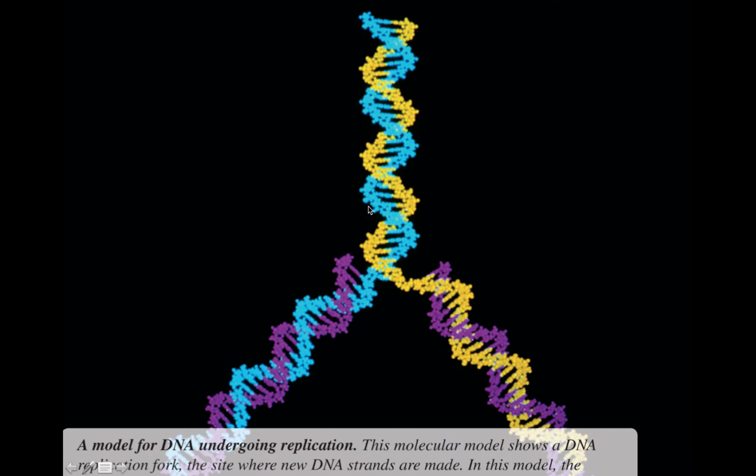This is the model of DNA replication showing a replication fork, the two parental strands here in blue and yellow, and the newly synthesized DNA strands in purple.